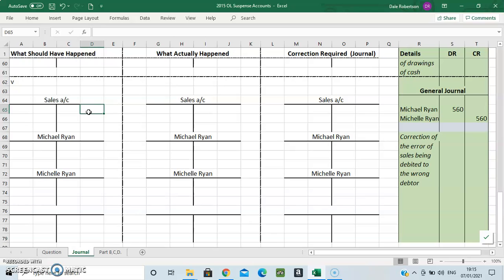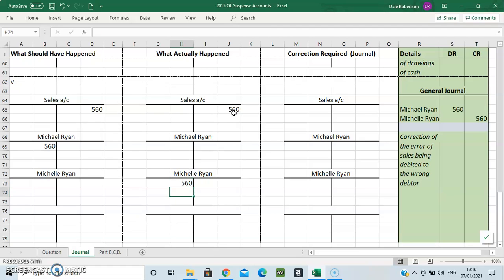So this has been put into a debtor's account, but they just got the names mixed up because they were so similar. So goods sold on credit, this should be 560, of course. This is what should have happened. And it should have gone to Michael Ryan's account on the debit side, 560. And that's what should have happened. Now what actually happened is they did record the sales correctly, but they put it into Michelle's account instead, 560.